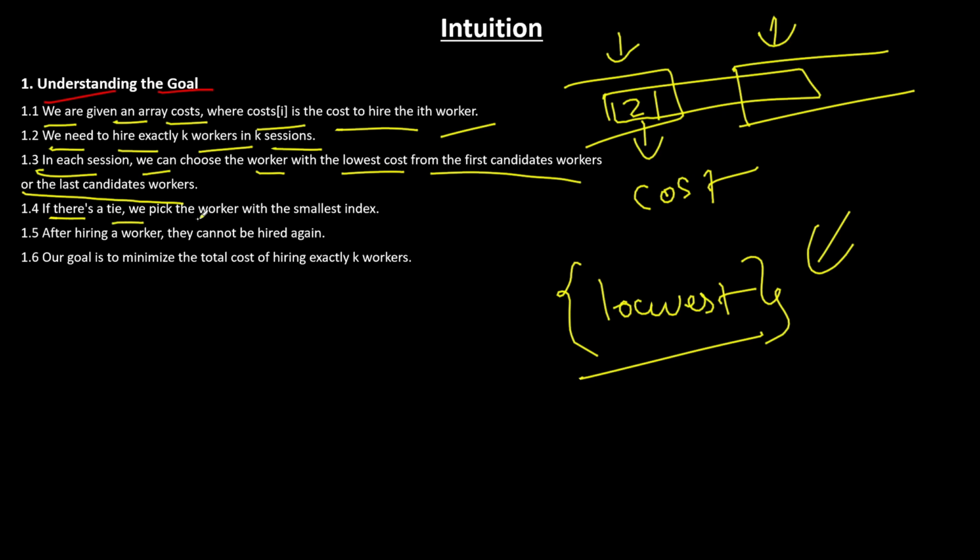If there is a tie, we try to pick the worker with the smallest index. That makes sense. Now, after hiring a worker, they cannot be hired again. So we have to basically pop it out. Keep that also in mind. We have to pop it out also, right?